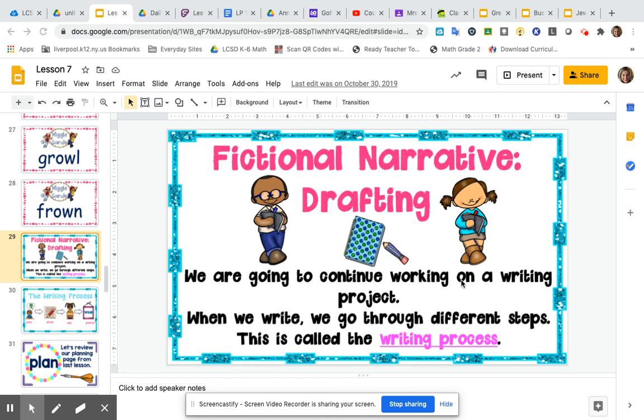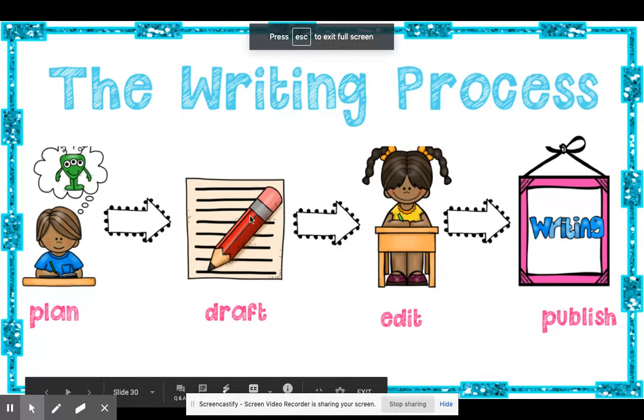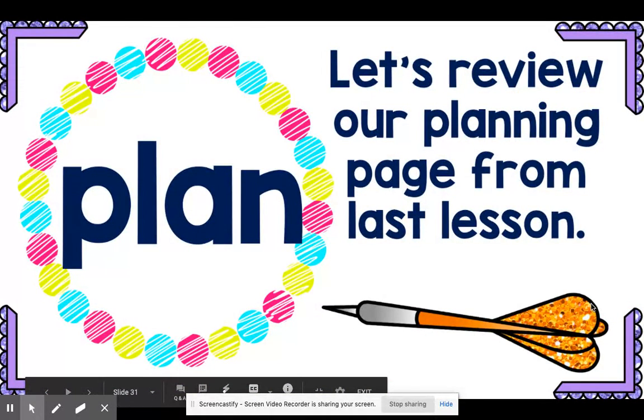We're continuing through our writing process. Fictional narrative drafting is what we're working on today. We are going to continue working on a writing project. When we write, we go through different steps. This is called the writing process. Let me make this a little larger for us. The writing process has 4 parts: plan, draft, edit, publish. Let's review our planning page from yesterday.